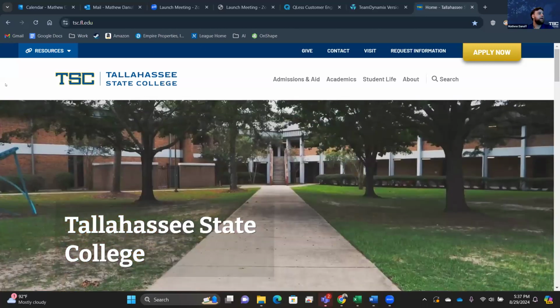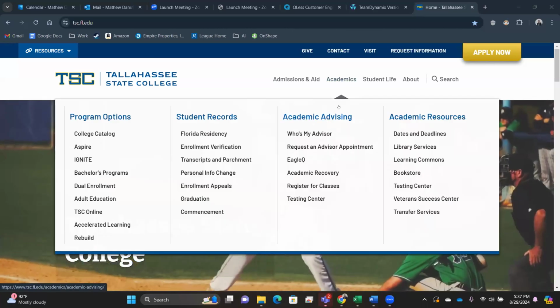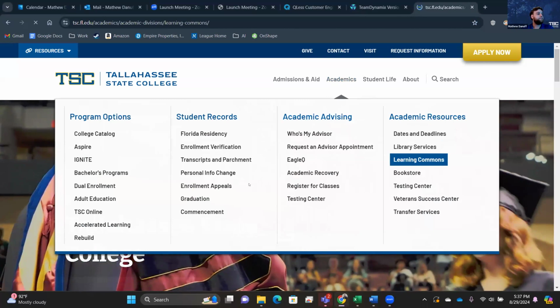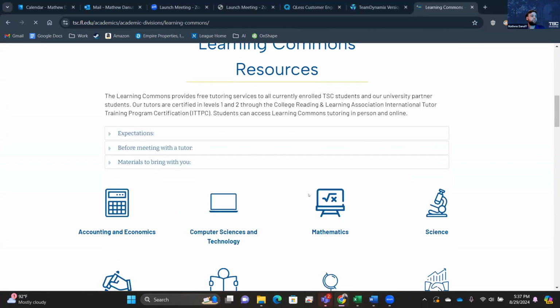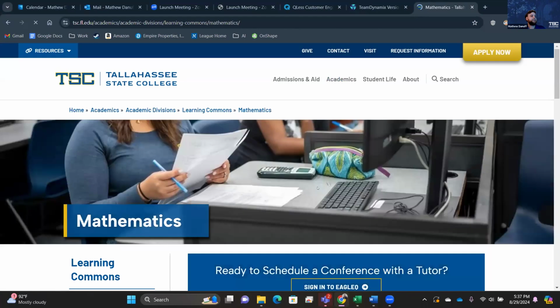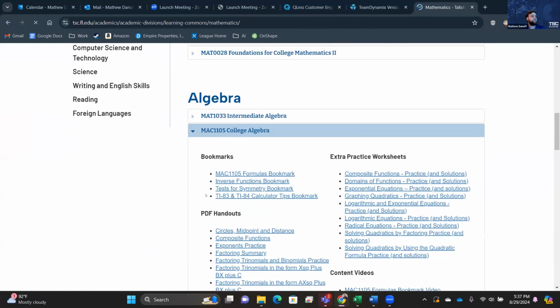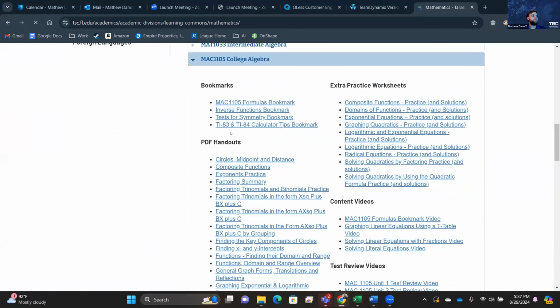This is how you navigate from the TSC homepage to the Learning Commons. You simply go Academics, then Learning Commons, scroll down. If you wish to log in for a tutoring session, you could do so right here with this button. If you want to just view the resources that we have, you just click Mathematics and scroll down to MAC 1105, and here are all of the different resources that we have for our students.